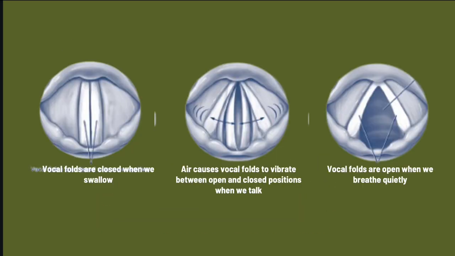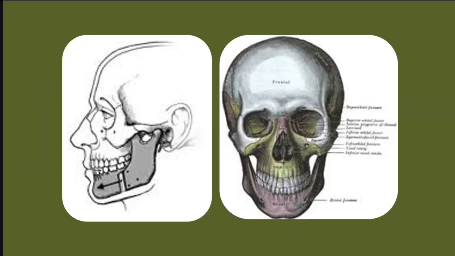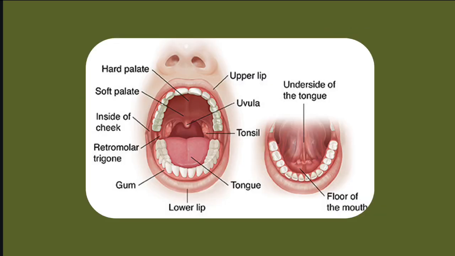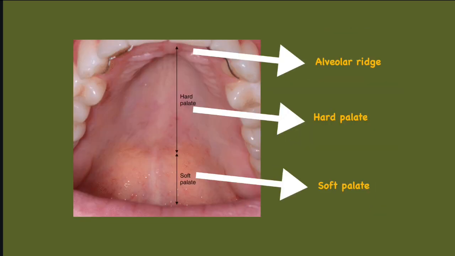Let's get back to talking about the palate itself. The palate is divided into three key parts: the alveolar ridge, the hard palate, and the soft palate. The alveolar ridge is an immovable part of the palate. It is the area of the gums just behind the upper front teeth.